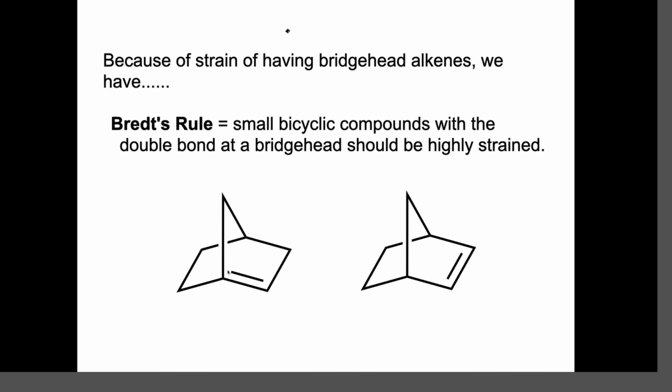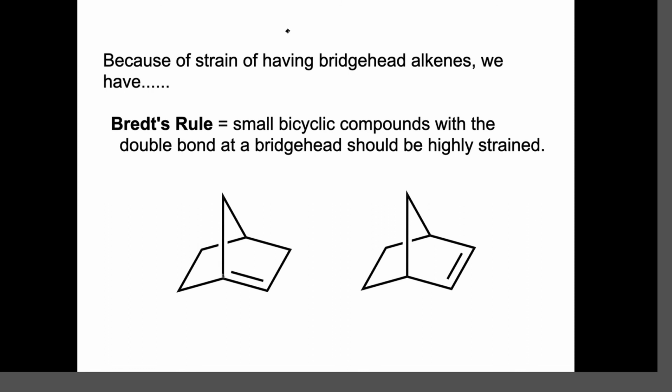I mean, look at it here. It almost looks like 90 here. And then here it's getting to the point where you're saying, okay, wait a minute, that's just way too much strain. So the rule has always been, and this is called Bredt's rule, the rule has always been that small bicyclic compounds with double bonds at a bridgehead carbon should not be able to be made, because they should be highly, highly, highly unstable, highly strained.